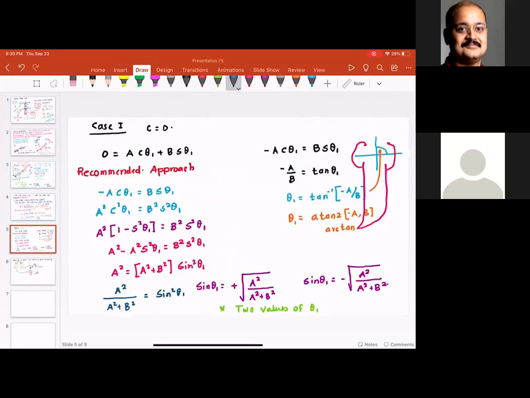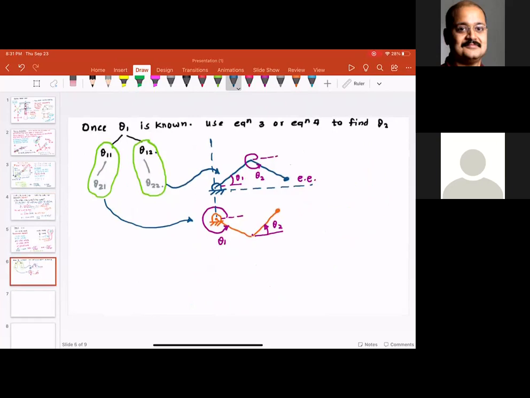When the right hand side is 0, this is the preferred approach, wherein you find the values of sine, then you find the two roots, and from those two roots you find two angles. Once you find the first angle, you will find the second angle, and that will form a pair. Any questions here? Any question?